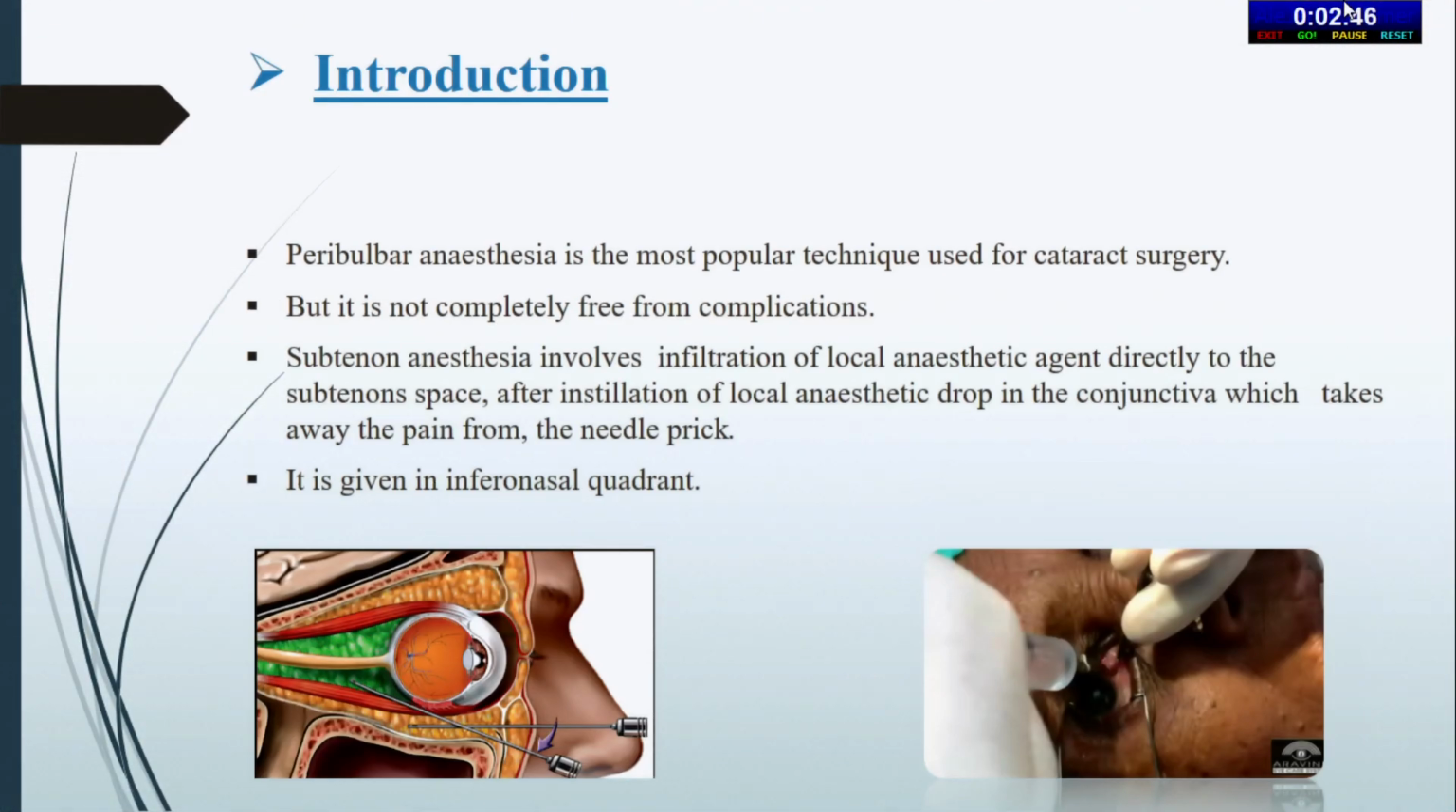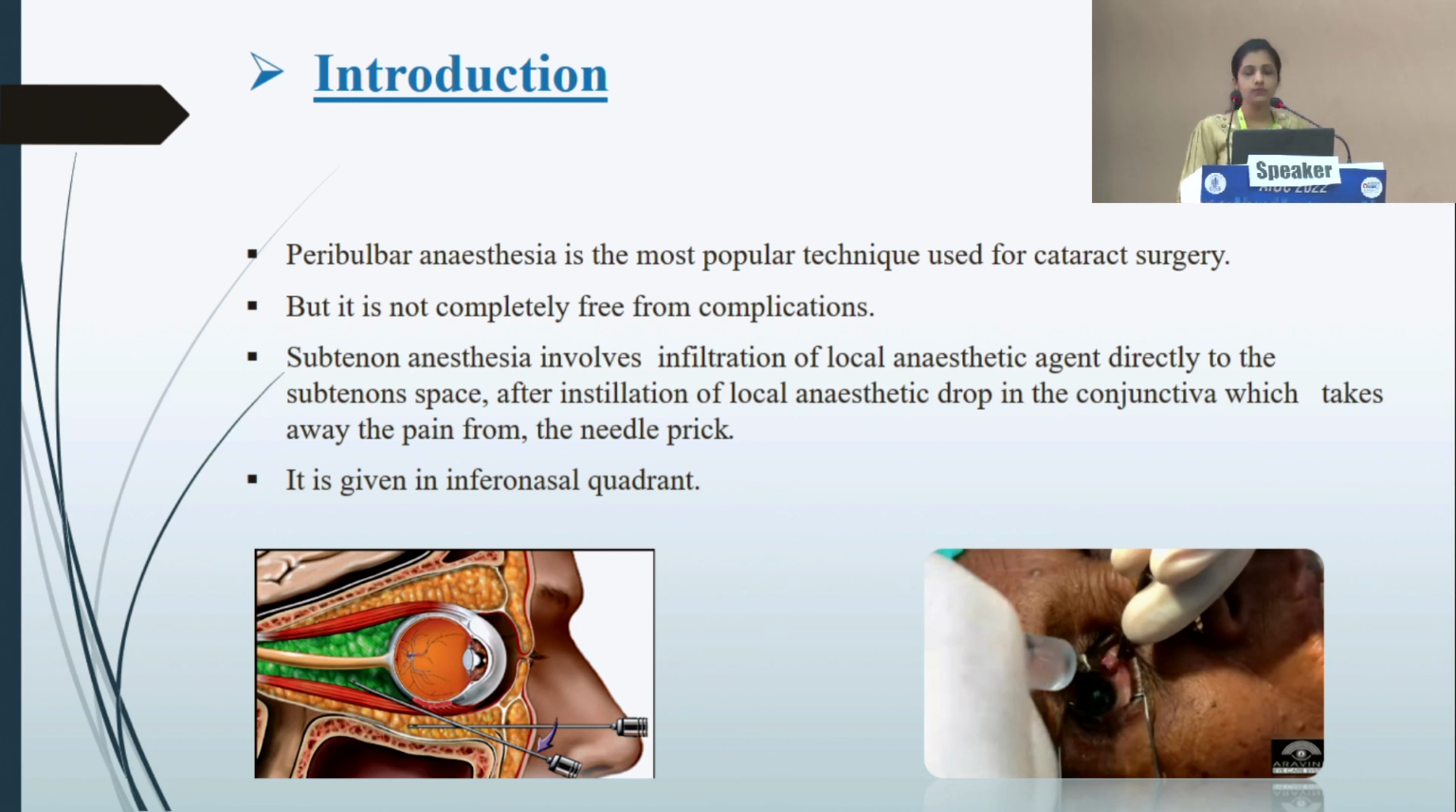Presenting her case about transition to sub-tenon anesthesia in cataract surgery: has block-related complications reduced? So today my presentation is about transition to sub-tenon anesthesia in cataract surgery, whether the block-related complications have reduced. Peribulbar anesthesia is the most popular technique used in cataract surgery. It is not completely free from complications.